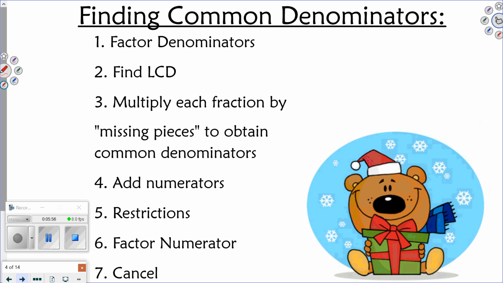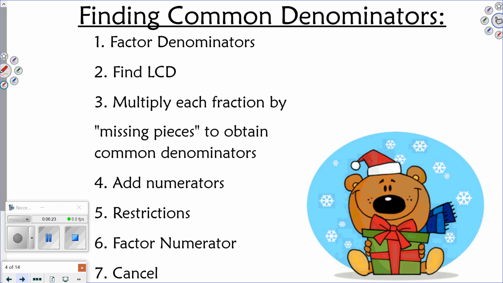Okay. All right, then you will add your numerators, right? Because once they're common, then you're going to go ahead and add those numerators together. Then you'll do your restrictions. Then you'll factor the numerator. Cool. So I factored the denominator at the very beginning. It's still factored all the way through this. But I don't do the numerator until step 6, because I had to put them together before I could look and see if I could factor it.